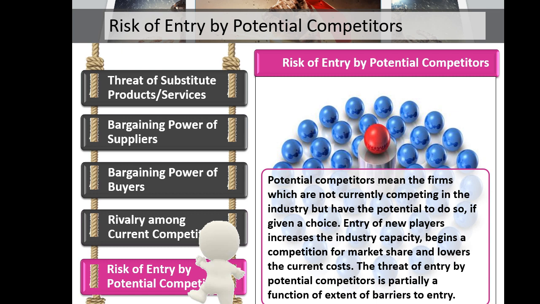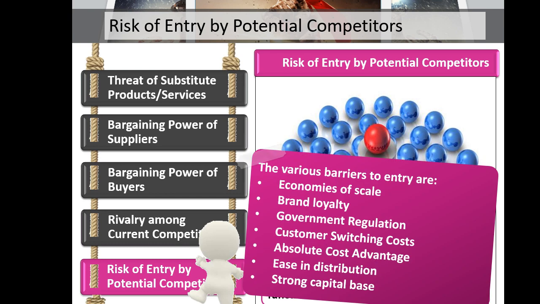Potential competitors mean the firms which are not currently competing in the industry but have the potential to do so if given a choice. Entry of new players increases the industry capacity, begins a competition of market shares and lowers the current costs. The threat of entry by potential competitors is potentially a function of barriers to entry. Various barriers to entry are economies of scale, brand loyalty, government regulation, customer switching cost, absolute cost advantage, ease in distribution, strong capital base.